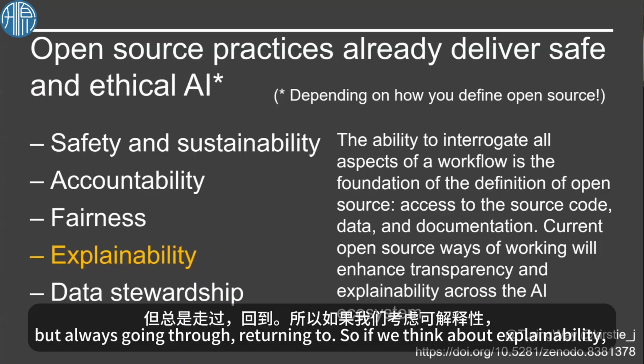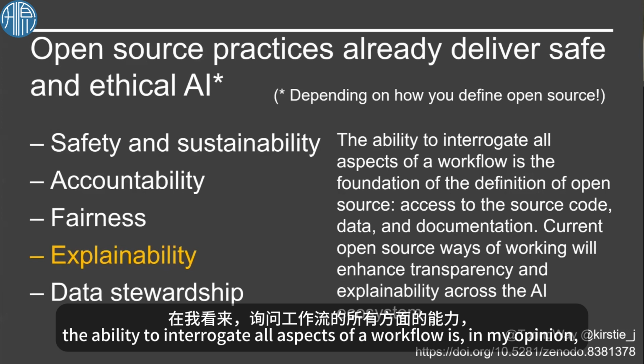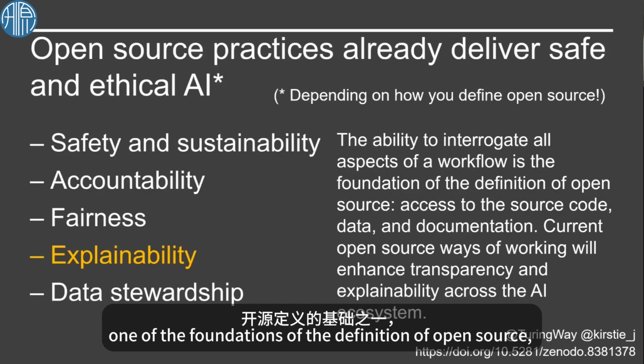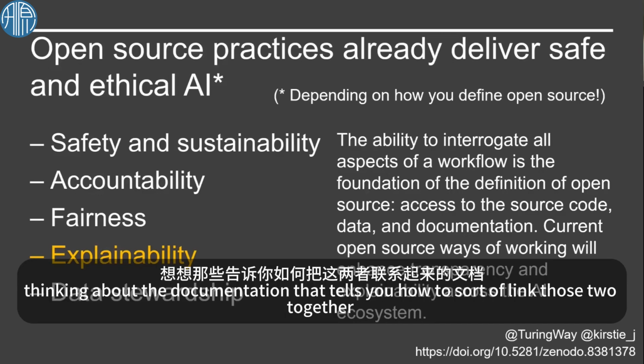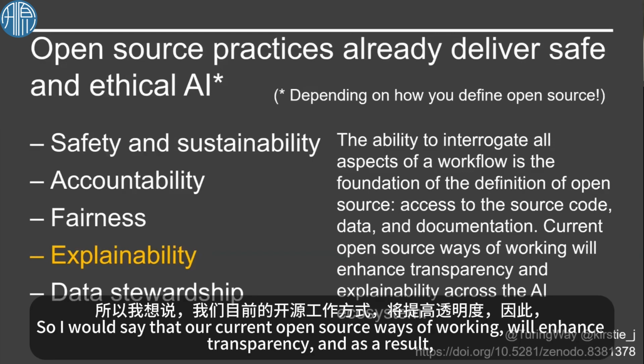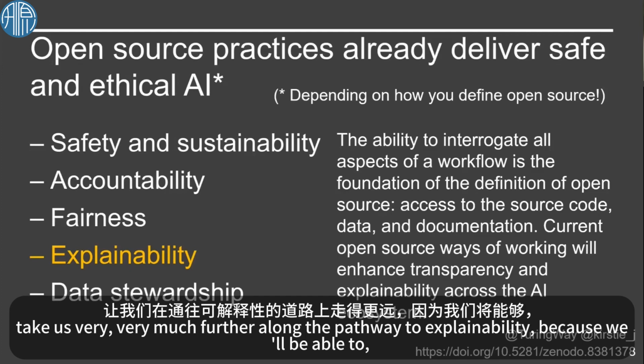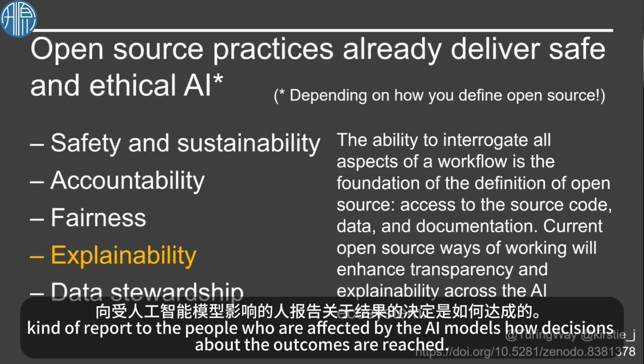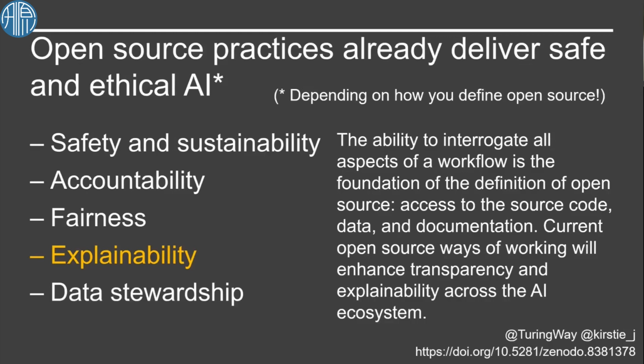So if we think about explainability, the ability to interrogate all aspects of a workflow is, in my opinion, one of the foundations of the definition of open source. Access to the source code, access to the data, and the documentation that tells you how to link those two together and reproduce findings that have already been communicated. So I would say that our current open source ways of working will enhance transparency and as a result take us very much further along the pathway to explainability, because we'll be able to report to the people who are affected by the AI models how decisions about the outcomes are reached.